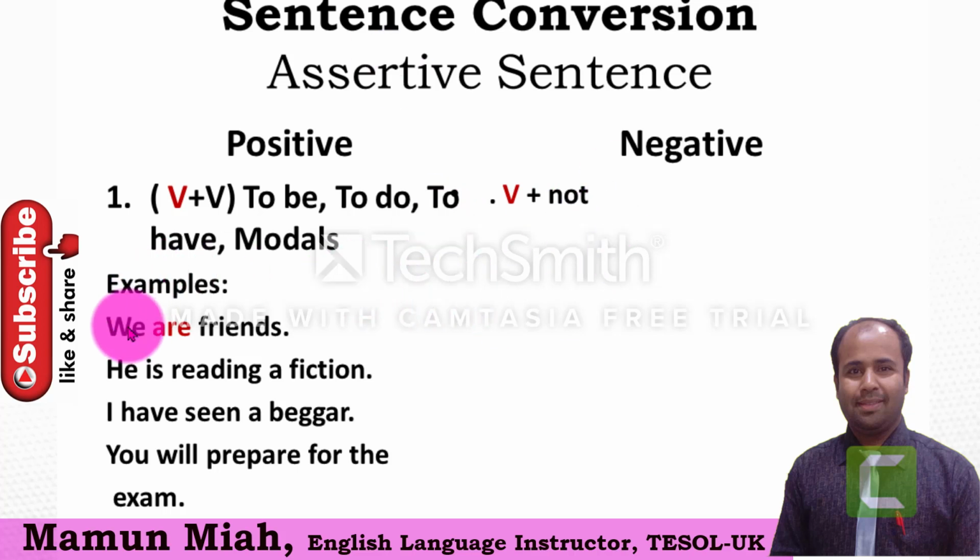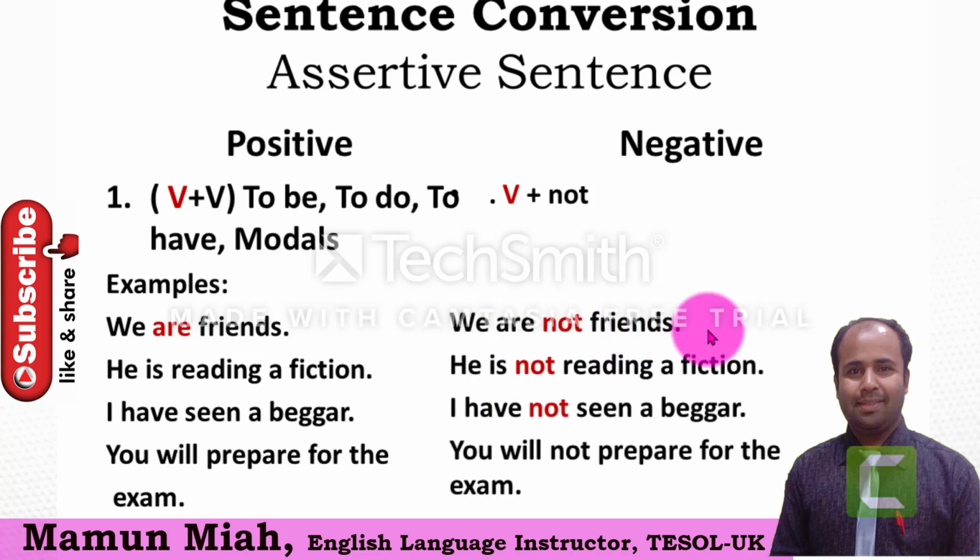For example, "We are friends." Here, my dear student, you can be confused because here is only one verb, right? But "to be" is exceptional, okay? It doesn't require other verbs to use "not". Just "We are friends." The negative form is "We are not friends."